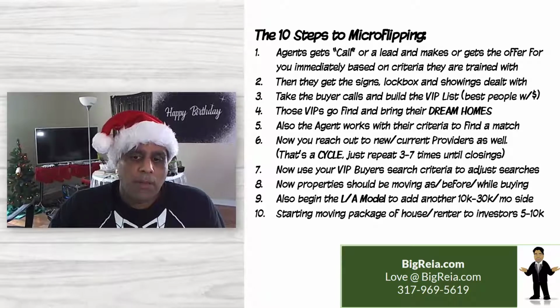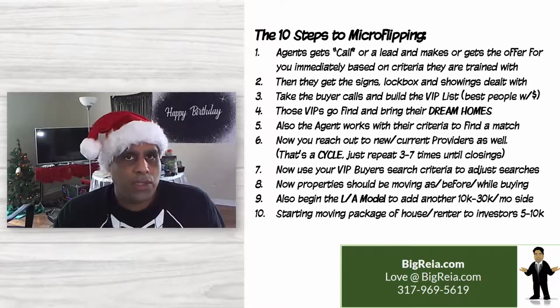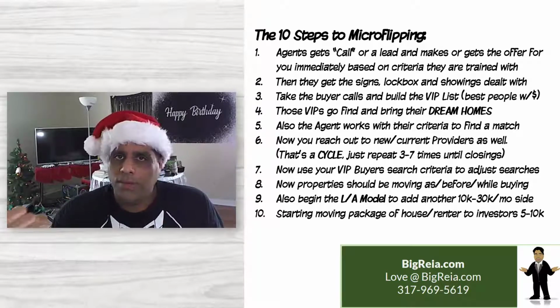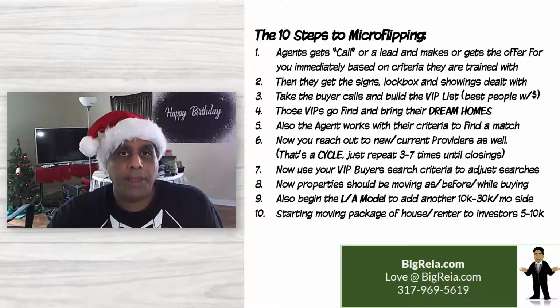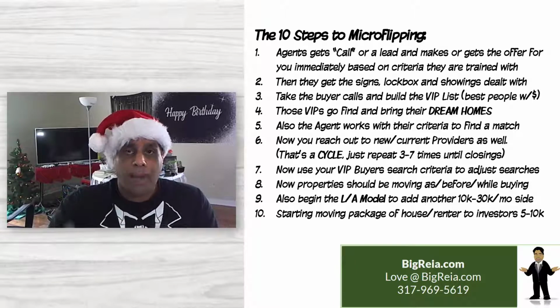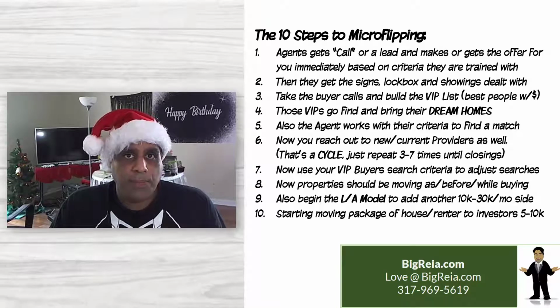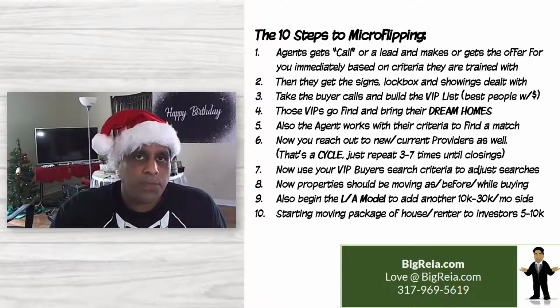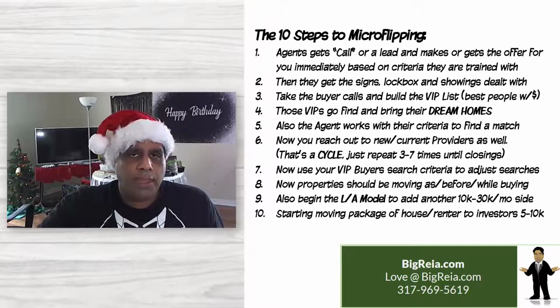Number 10, start moving packages of houses and renters to investors. So investors can come in. There's investors in every market in the country that will buy properties specifically for a terms buyer. So I'll buy the property for a lease option buyer. But if you bring me a property that already has a tenant in there or a buyer tenant in there, I'll just pay you a quick $3,000 to $5,000, $10,000, and I'll get the deal. I'll get the monthly payments in the back end.